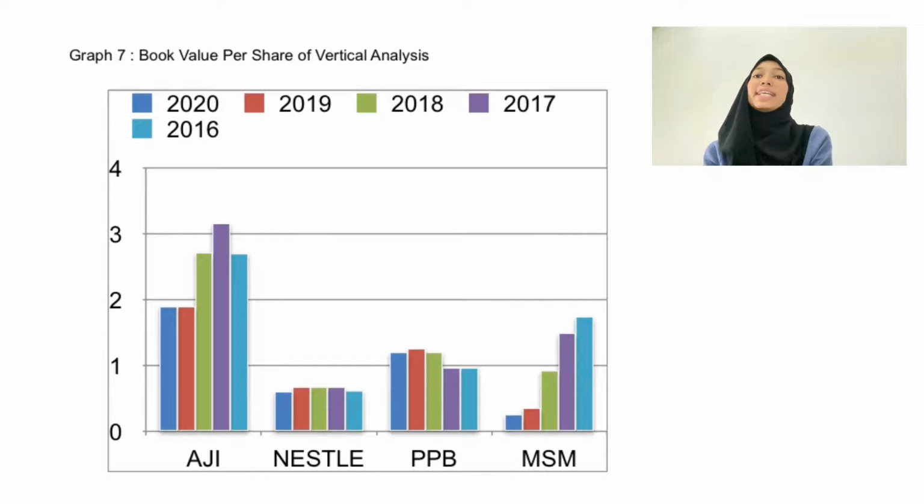Book value per share is a ratio that measures the company owner's wealth. As in the graph, Ajinomoto scored the highest among the competitors. This clearly shows how the company's vision to increase their stockholders' wealth is fully fulfilled. Other companies like Nestle and MSM are fulfilling the company's vision, which is increasing the owner's wealth, but at a lower rate than PPB Berhad.